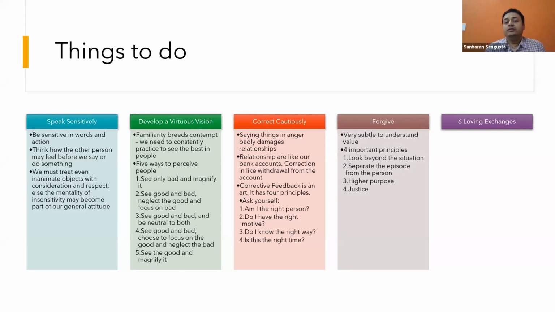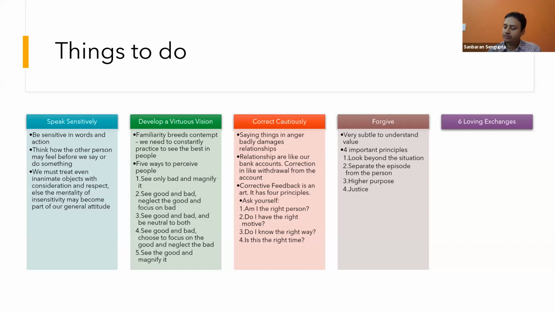Forgive, that's a deep, subtle quality to develop. It's important that we forgive because people make mistakes or do wrongs all the time. If we want to have long-lasting relationships, we have to develop this quality of forgiving others. Yes. And there are 4 important principles, to be brief, in this field. One is look beyond the situation.